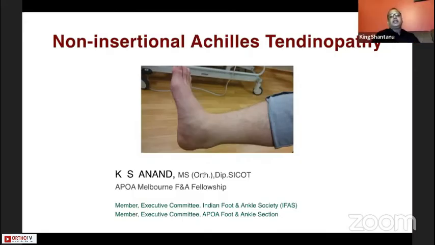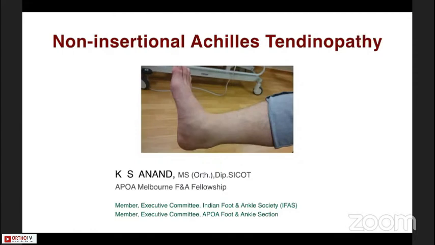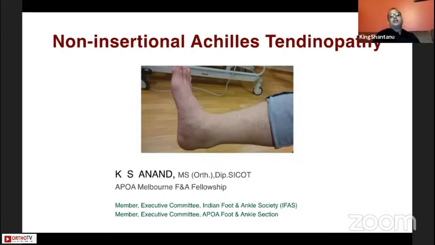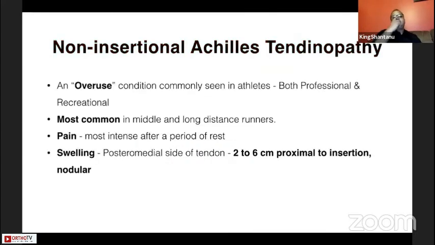So from the insertional tendinopathy, we move on to the non-insertional tendinopathy. We know there is a watershed area in the tendocalcaneus, which is just 2 to 6 centimeter above. So non-insertional Achilles tendinopathy is basically an overuse condition. This is commonly seen in athletes, both professionals and the ones who indulge in recreational activity.